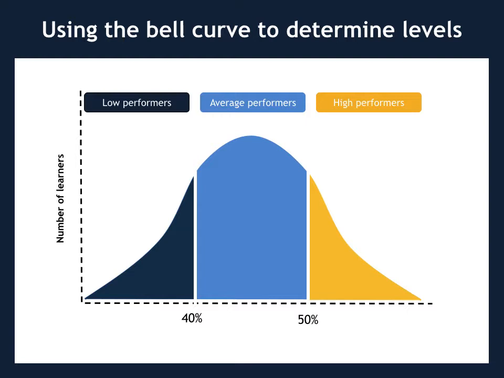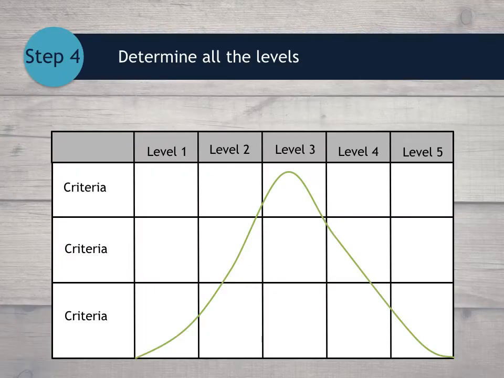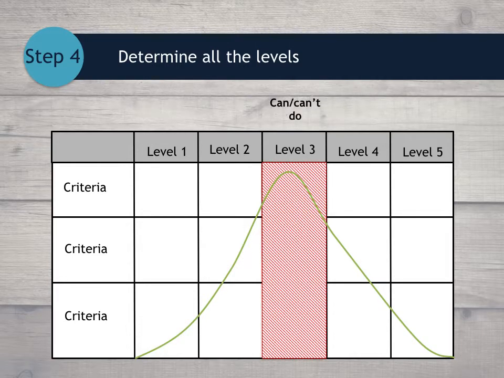So coming back to the actual grid, there you can see the majority of learners should be sitting on level 3, the can and can't do. And then you're going to have fewer learners achieving at level 4 and 5 and fewer at 2 and 1.